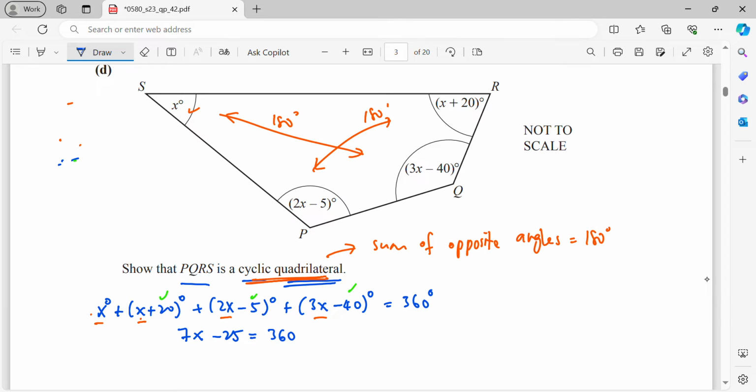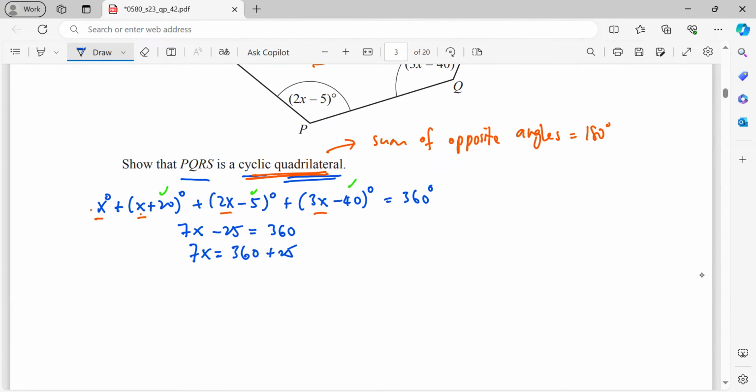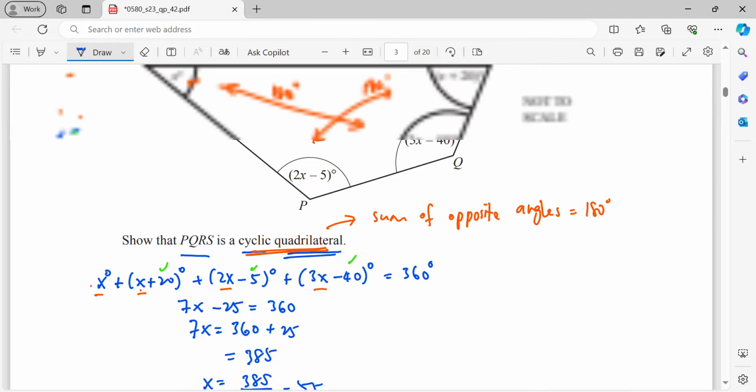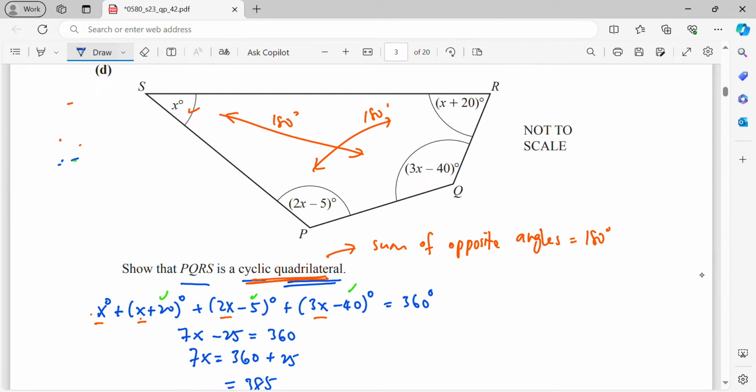Right? That means now my 7x is going to be 360 plus 25. Then from here, my x is just the division of this total. This is going to be 385. So therefore my x is 385 divided by 7, which means this is 55. Okay, so now I need to show that the sum of opposite angles equals 180.